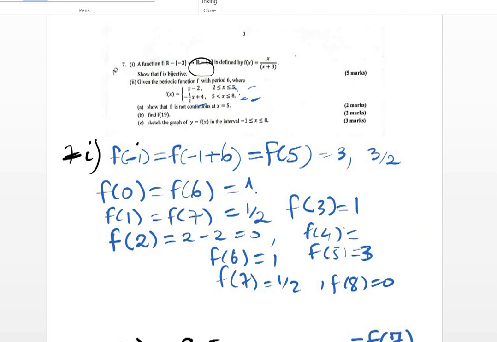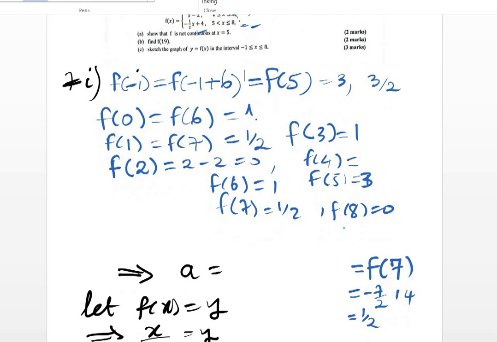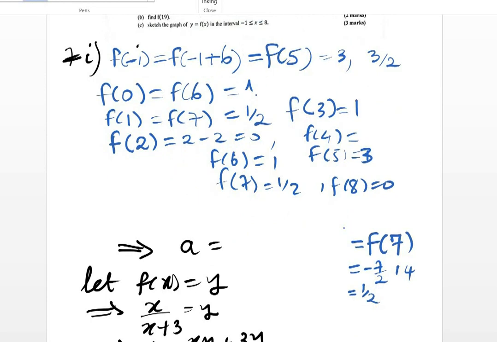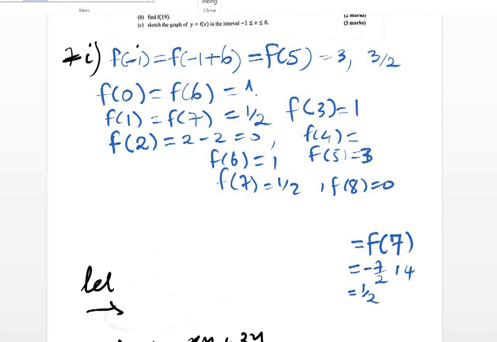So when we are to draw this, from the period, when we are to have our sketch, this is what we are going to have.